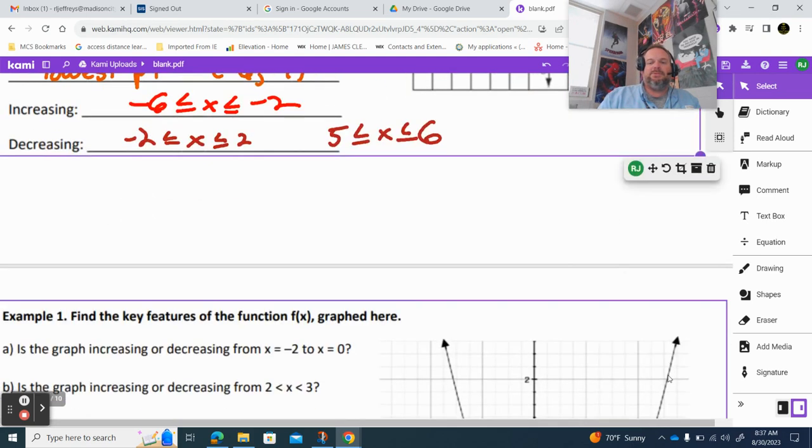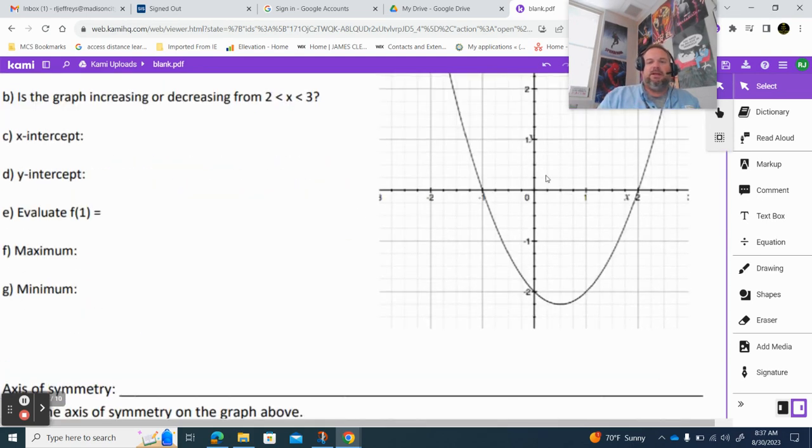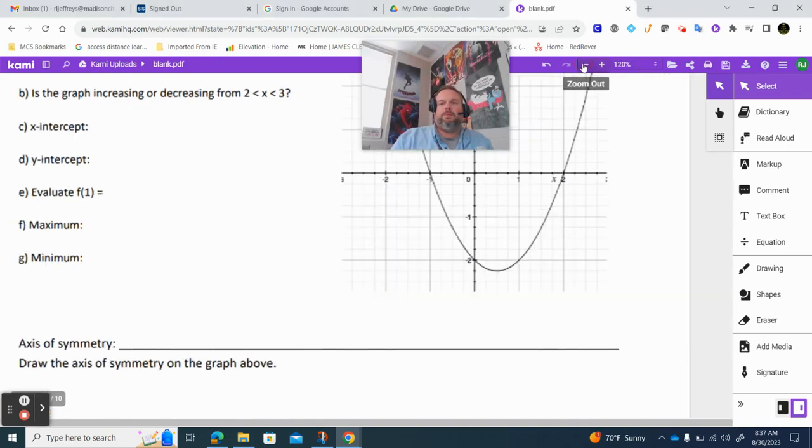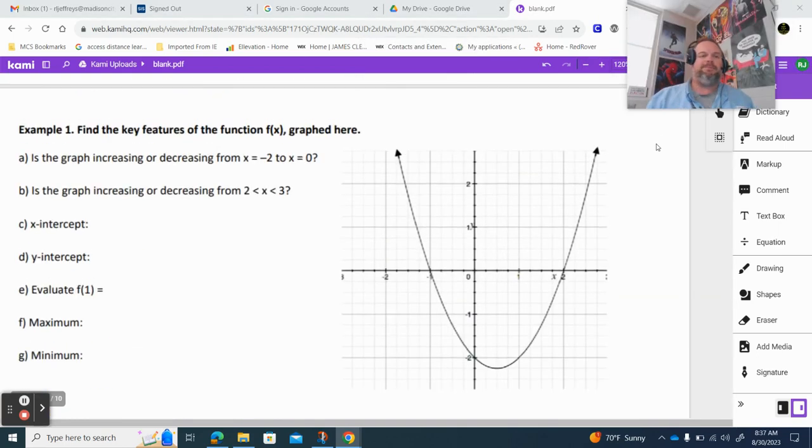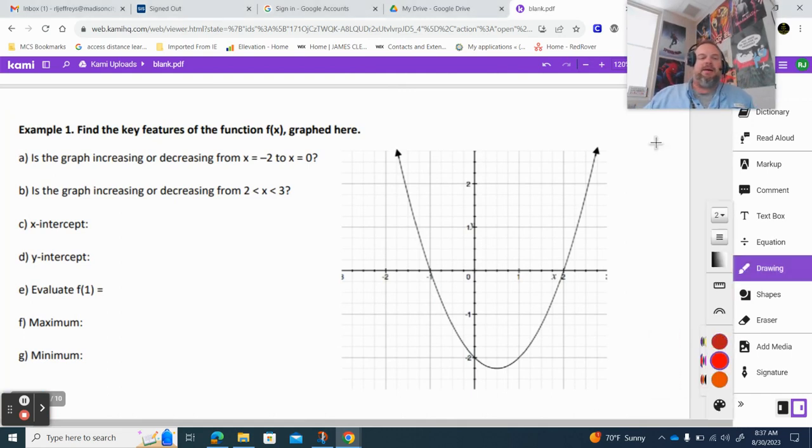All right. So let's look at this. Now, is the graph increasing from -2 to 0? So here's -2. Sorry, increasing or decreasing. Is this graph going up or down right here between this point and this point? Look at the graph.